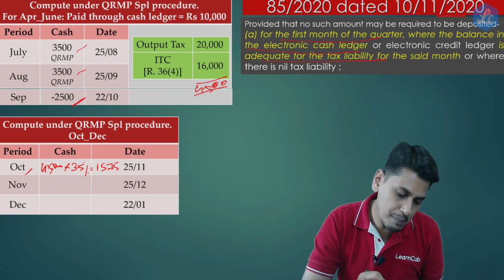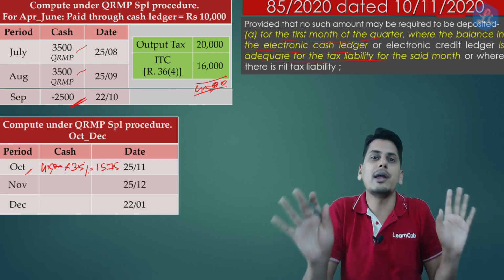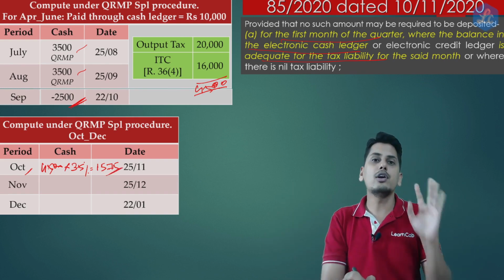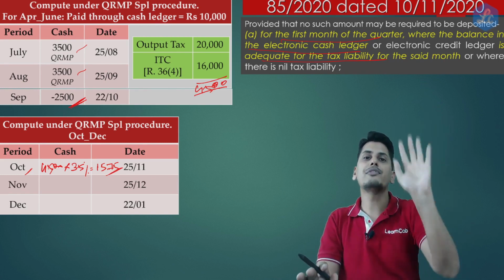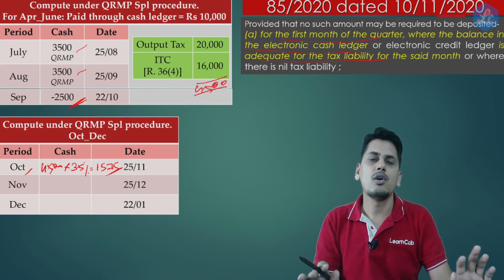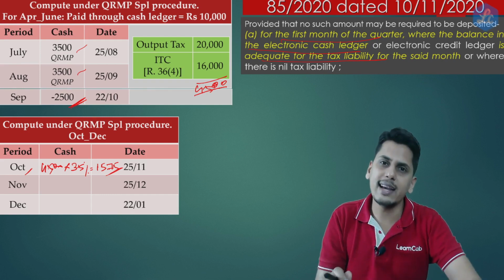Now, whether the balance in the electronic cash ledger 25, which is lying as a credit, which I have not yet applied for refund, is it adequate to discharge my liability of 1575? Yes. In this case, if I am ready to keep 25 continuing in my cash ledger, I need not deposit additionally 1575. Are we clear? Yes. What about the second month?